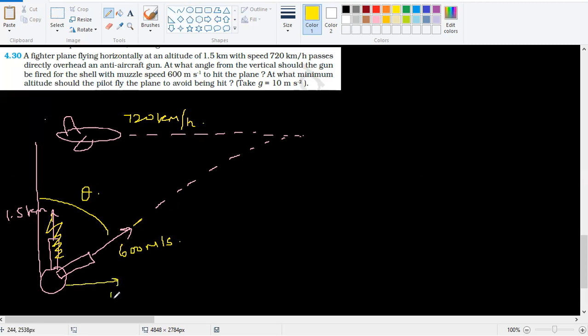U is given, so I can say u cos theta can be found, but I don't know the theta, but I'm going to keep it as ux is equal to u cos theta, and then uy is equal to u sin theta.